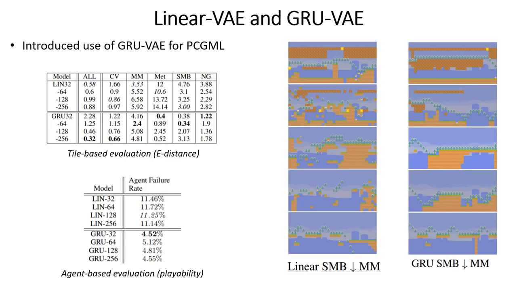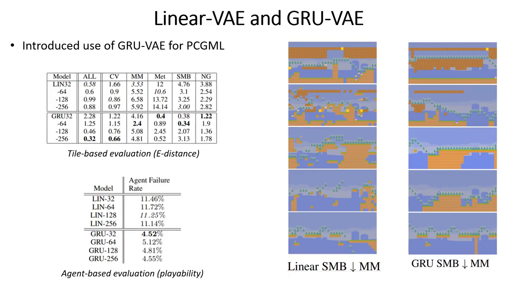Finally, we train two types of VAEs, one consisting of linear layers, the other consisting of layers of GRUs, which to our knowledge is the first use of a GRU VAE for PCGML work. Based on our evaluations, we found that the GRU VAE is better at both learning the level structures and patterns within the games, and also producing more playable levels.